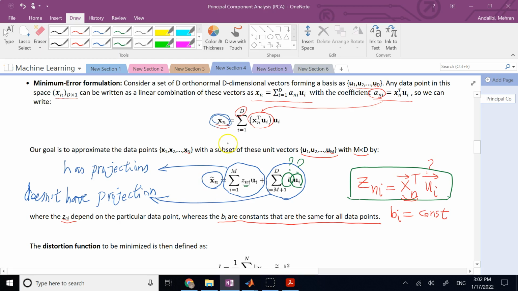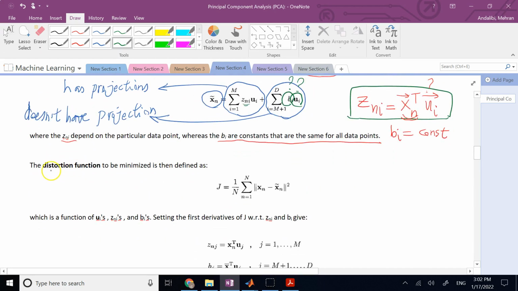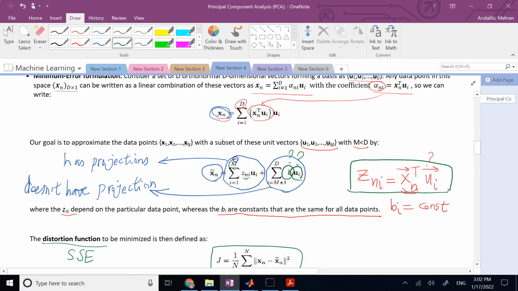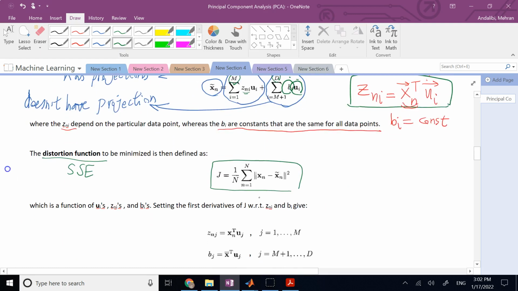So the cost function I define this time is going to be called the distortion function, which is simply the sum of the squared error terms, right? So xn minus xn tilde, squared, divided by the number of data. This is what we call a distortion. It's definitely a sum squared error term. And again, my goal is to find the b's and the u's such that this term is minimum, so that if I bring the number of the actual u's that I'm using with their projections from d to m, I'm reducing the dimensions, my error is minimal.